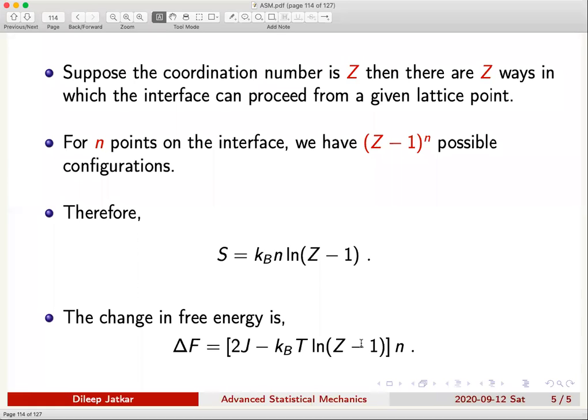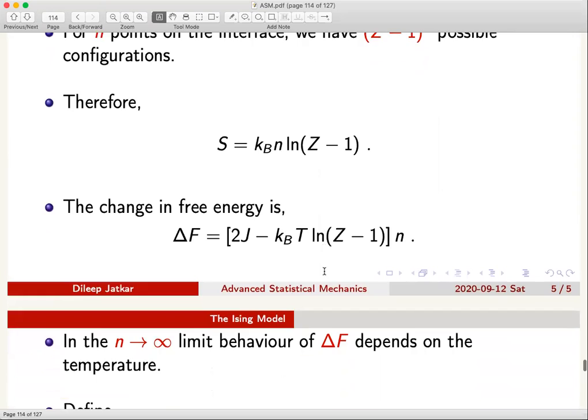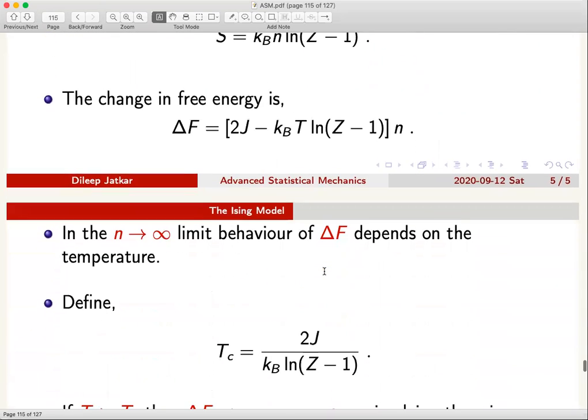Is that okay? So this is the internal energy part, 2Jn, and k_B n T times log of (z minus 1) is T times S. Okay, so now what we'll do is define a quantity called the critical temperature, which is 2J upon k_B times log of (z minus 1). So k_B times log of (z minus 1) is in the denominator.